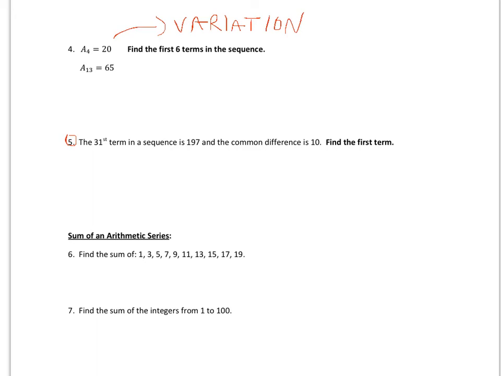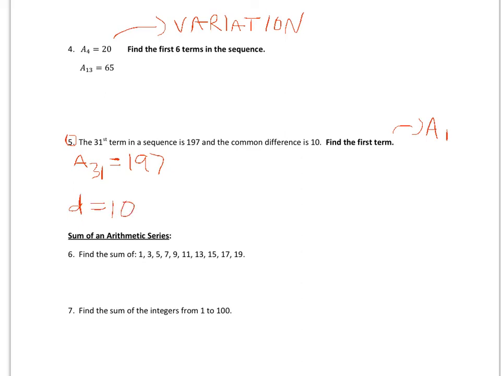Okay, the 31st term of the sequence is 197. The common difference is 10. We want to find a sub 1, right? We want to find the first term. So it's a little bit different. In a lot of the other ones, we were given the first term. Here, I want to find the first term. This is what it tells me: a sub 31, that's the 31st term, is 197, and the common difference is 10.